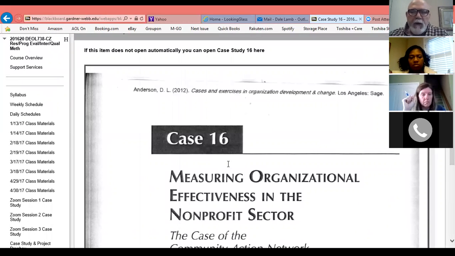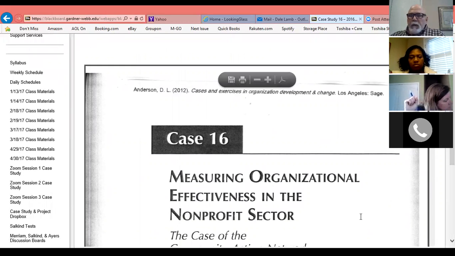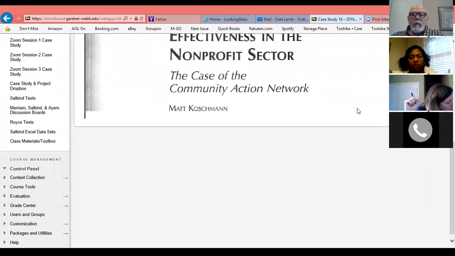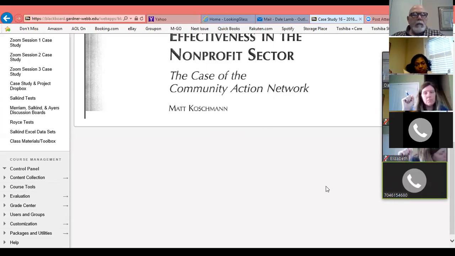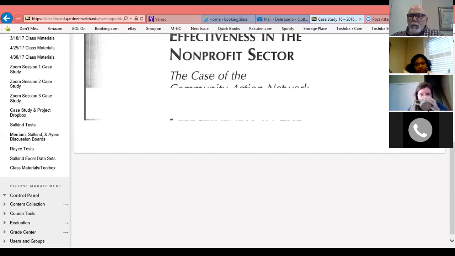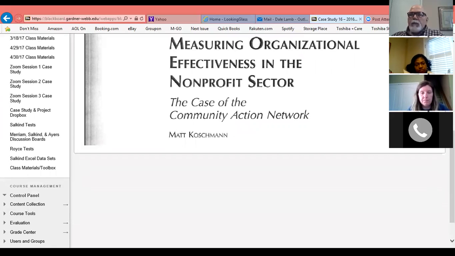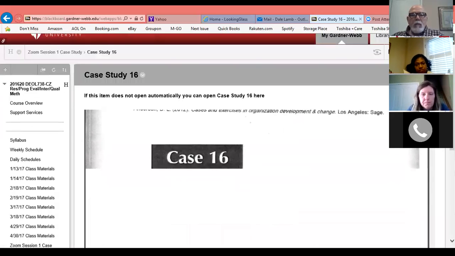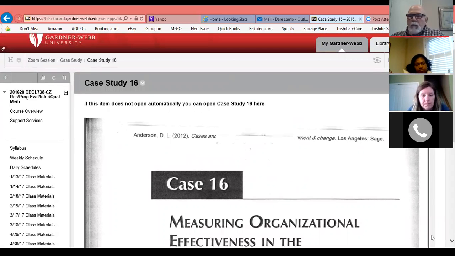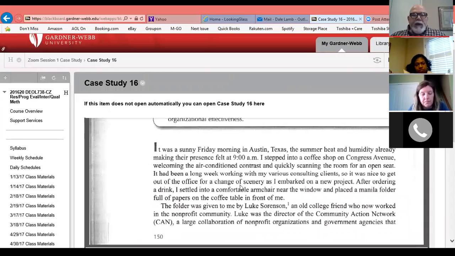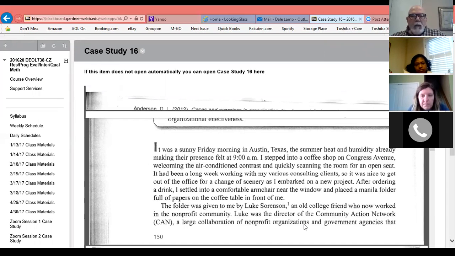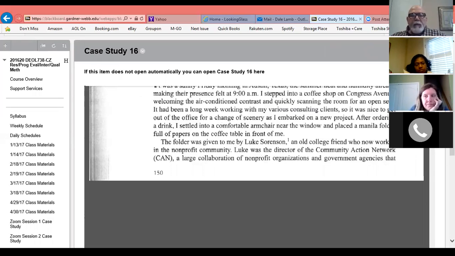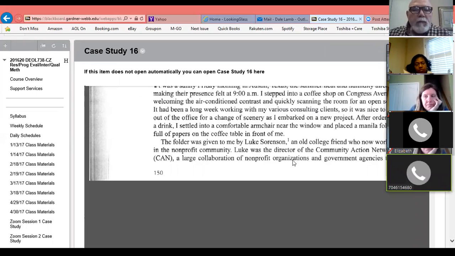Here we go. Measuring organizational effectiveness in the nonprofit sector. Let's move that over so I can get there. All right, so it gives you a scenario. I won't read it to you. And it lays out for you the actual problem.